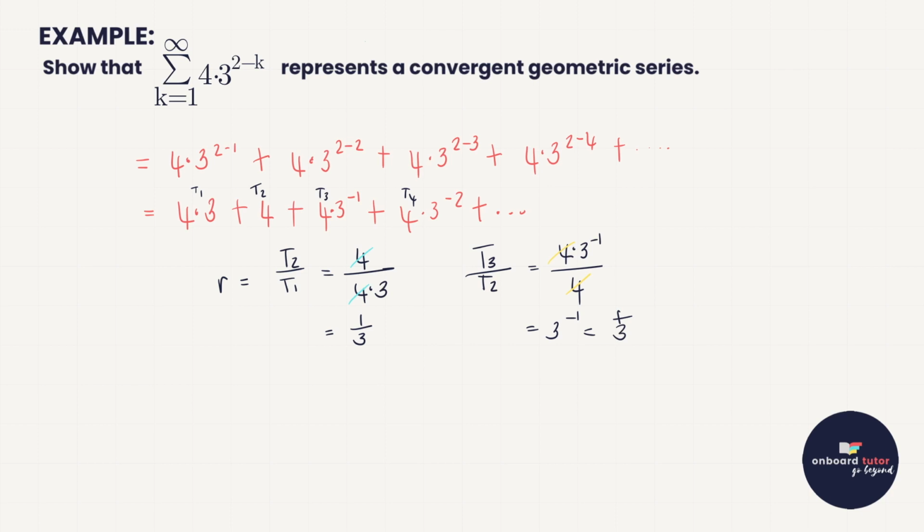Now how do we know if something is convergent? Convergent, the theory is that the r needs to be bigger than minus 1, but smaller than 1. And so therefore we can say, since 1 over 3 is bigger than minus 1 and smaller than 1, the series converges.